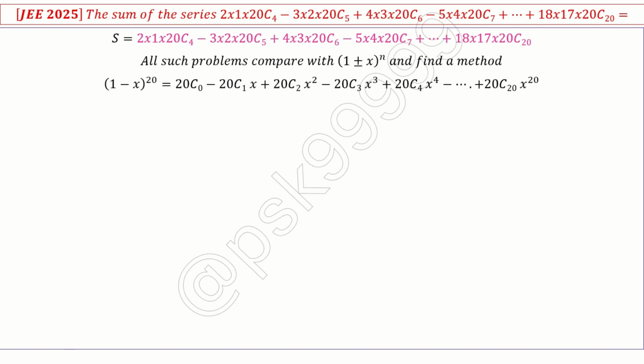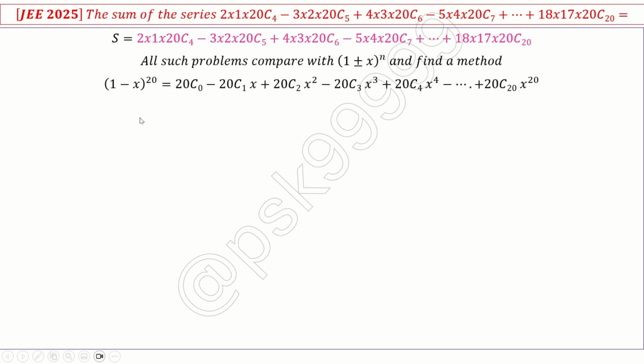Now the only difference is that the series starts with 20C4. If I have the 20C4 coefficient, there is a product 2 into 1. How can I get that? If I differentiate this series, x to the power 4 gives 4 into 3, not 2 into 1. So how to get 2 into 1? This is the interesting thing. In most problems you directly differentiate and get 4 20C4 minus 5 20C5 plus 6 20C6, like that. But in this case 20C4 doesn't have the product 4 into 3. It actually has 2 into 1.